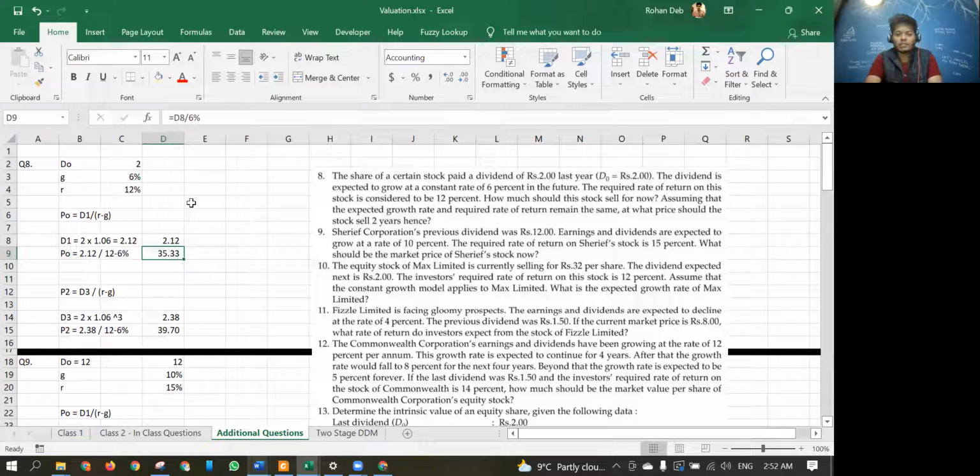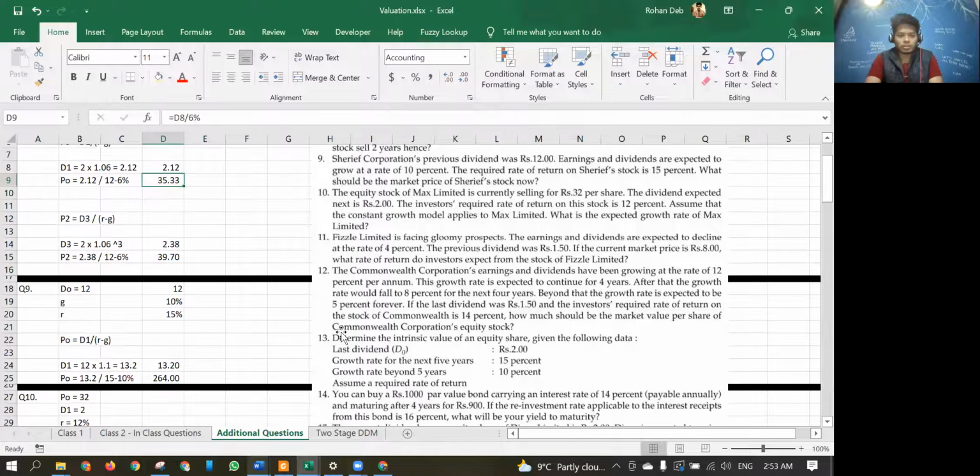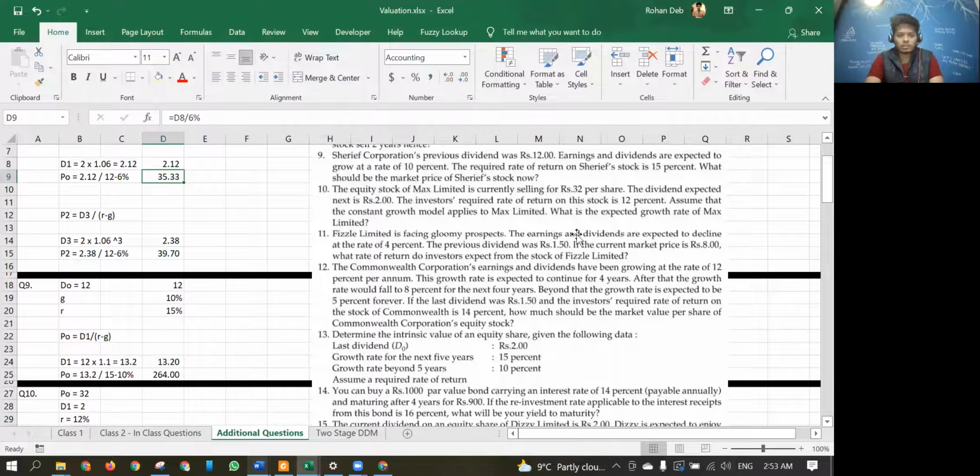Okay, this is called the dividend discount model. Now, based on this model, you can also solve the other questions. Okay, I'll show the solution so that in case you have solved it.